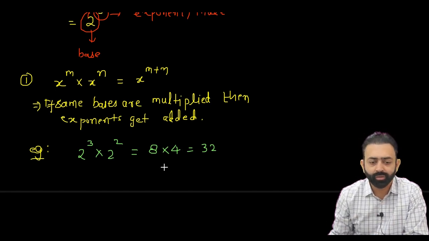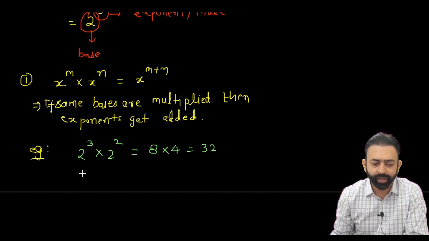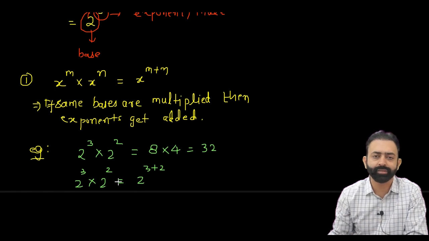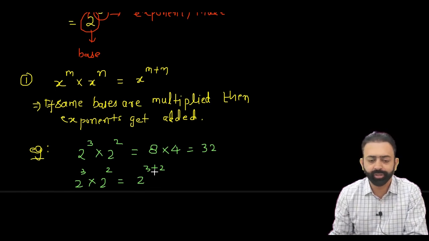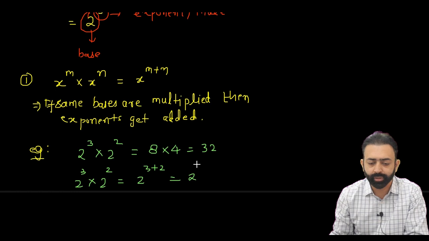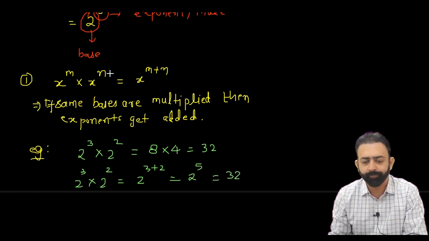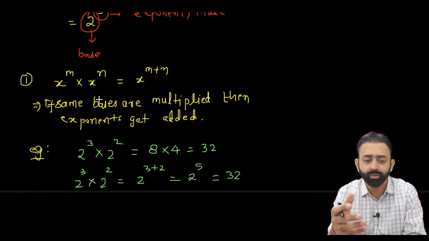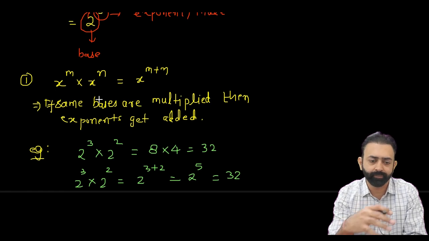Now if I apply the law using the right hand side, I can write 2 raised to power 3 multiplied by 2 raised to power 2 as 2 raised to power 3 plus 2, since if same bases are multiplied, then exponents get added. So I have added the exponents. This can be written as 2 raised to power 5, whose value is 32. So hence left hand side and right hand side are equal. So the law is verified.